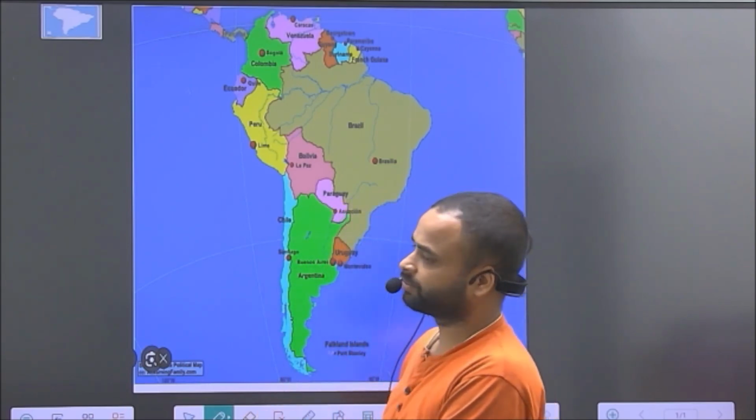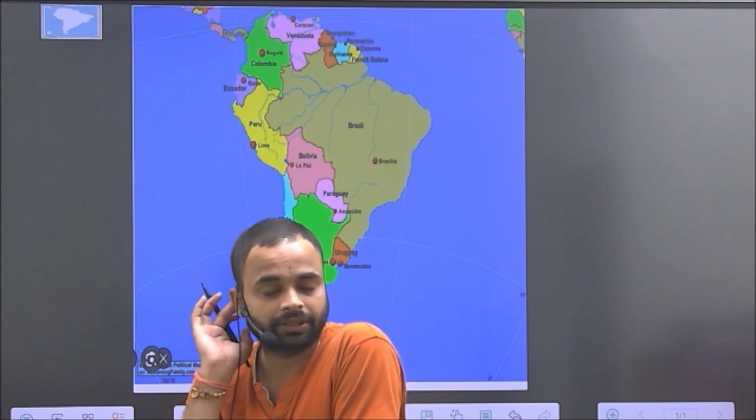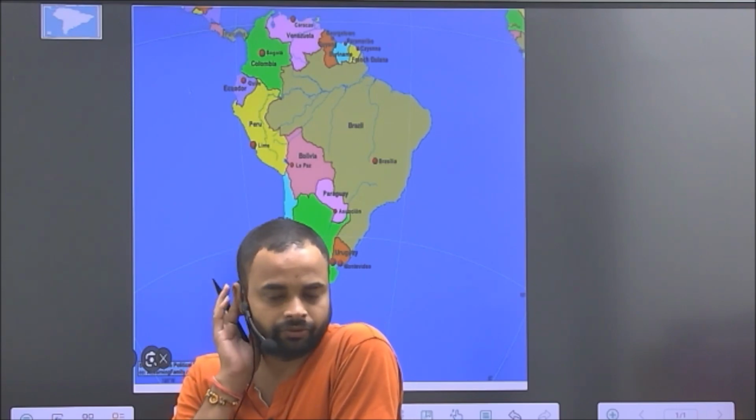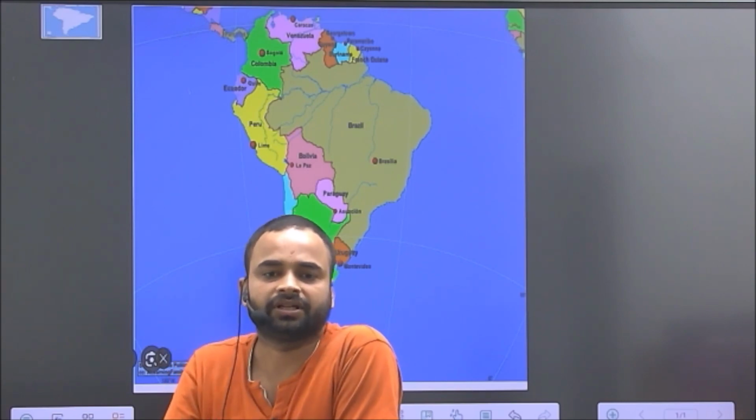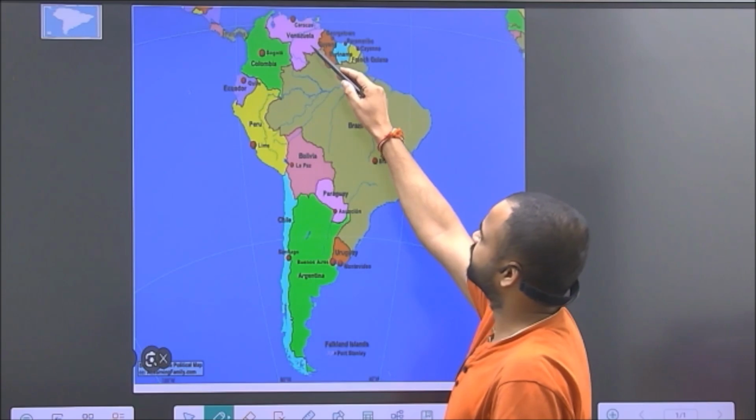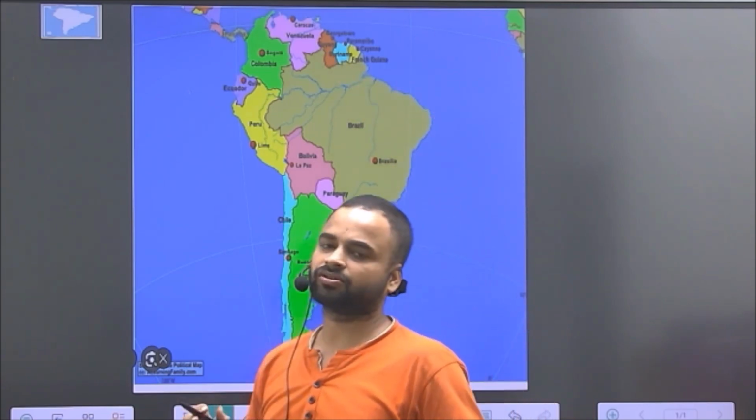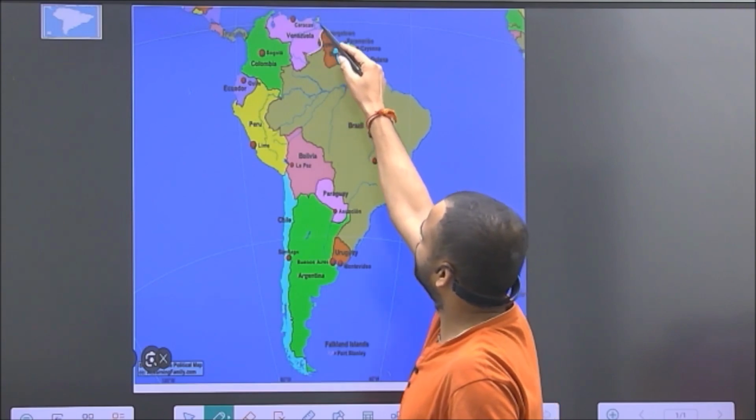So firstly, before entering individual countries, we will see the northernmost, southernmost, easternmost and westernmost countries of South America. So here you can see Venezuela. Venezuela is the northernmost country of South America. This is Venezuela.